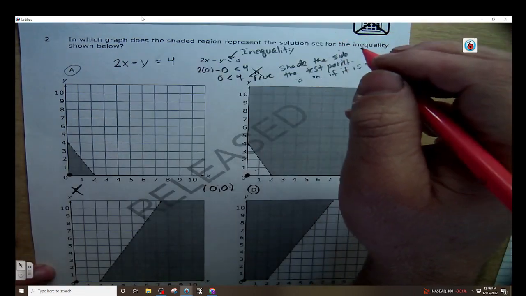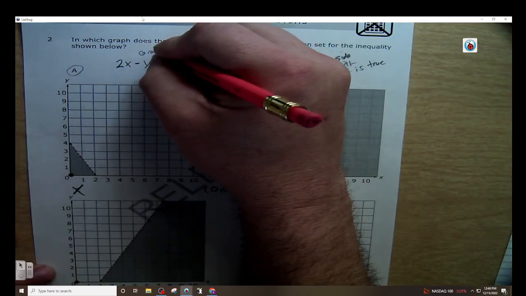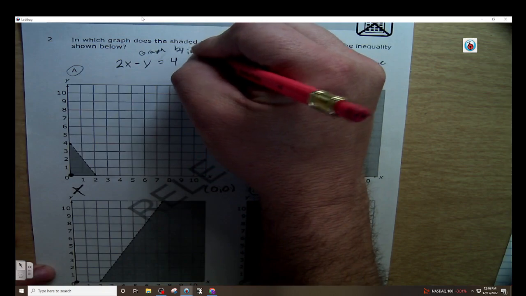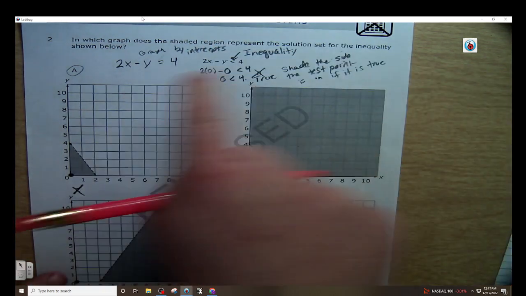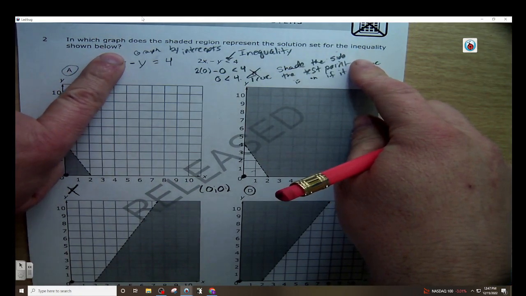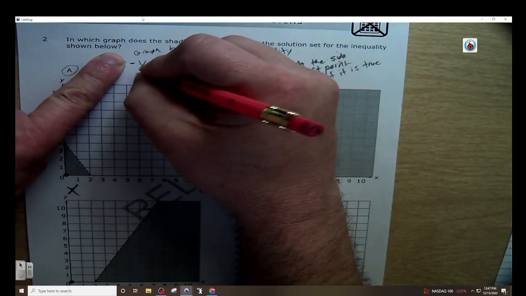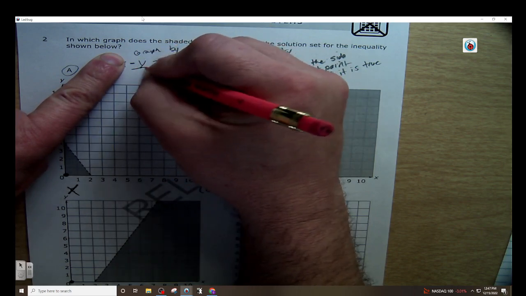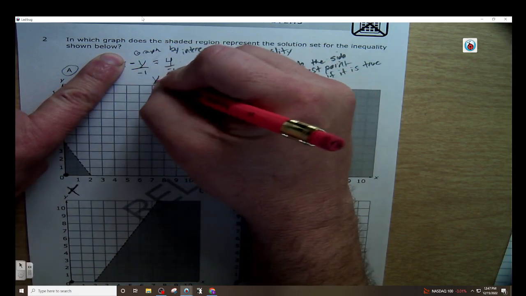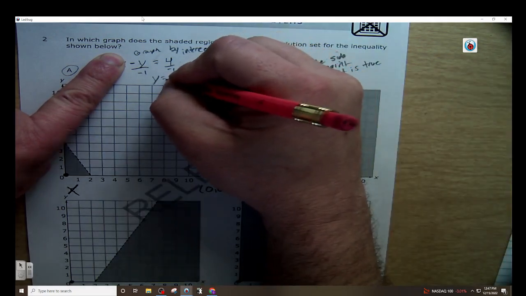All right, now, I'd use what they call graphing by intercepts. To do this, it's very simple. To get your y-intercept, you cover up the x term. Well, that's negative y equals 4. Now, I've got to have a positive y, so if I divide by negative 1, that gives me y equals negative 4. Sorry, negative 4. That should be a negative because it's positive divided by a negative.